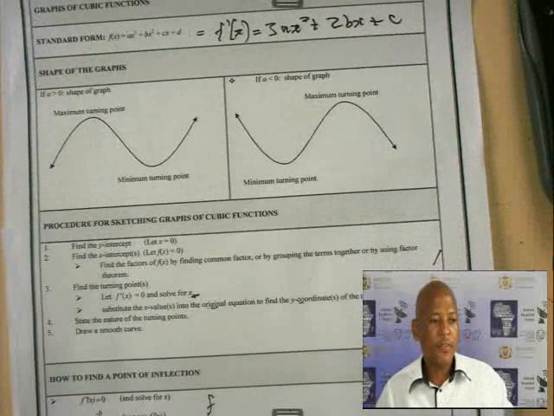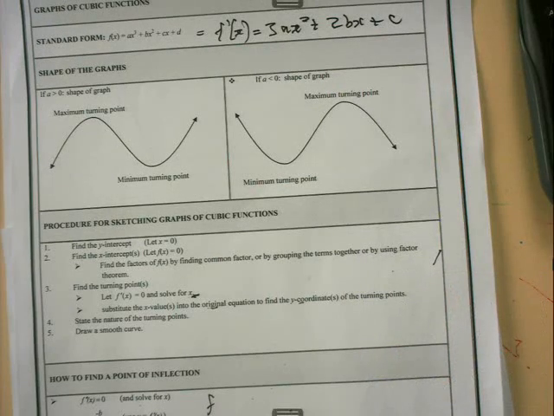The shape of the graph here, if a is greater than 0, your function will increase. If a is less than 0, the function will start decreasing. Then if decrease, the first turning point will be the minimum. If increase, the first turning point will be the maximum. Of course, now we have said now x and the y intercept. Of course, for x intercept, you need to find the factors. First, look for common factor, group the terms or use the factor theorem.